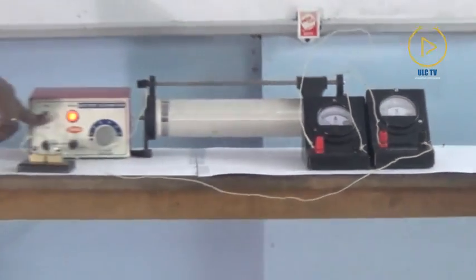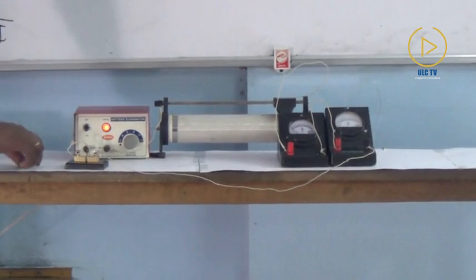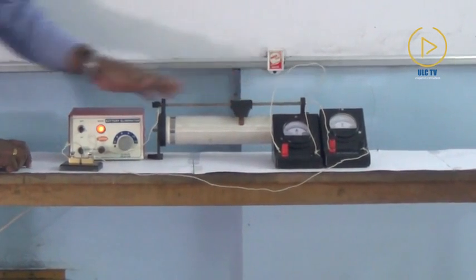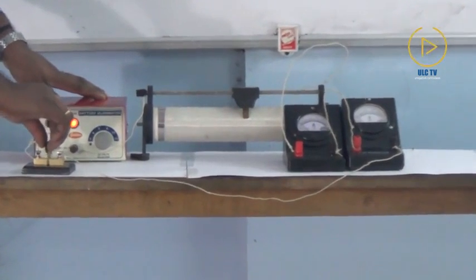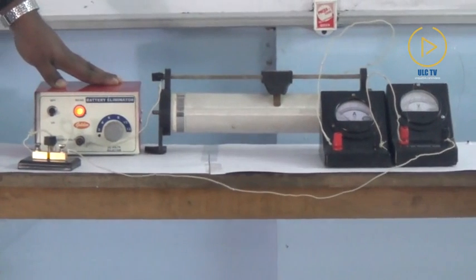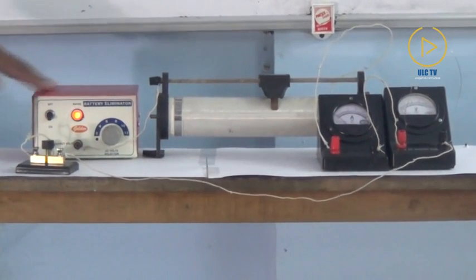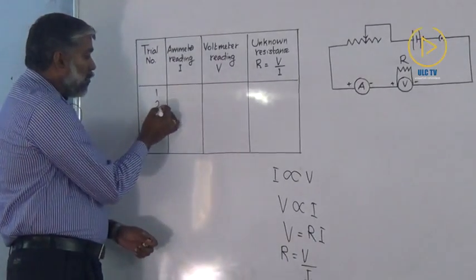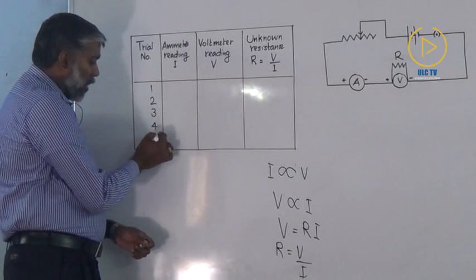Then I am turning on the supply. See, the rheostat, this sliding contact must be in the middle. Then the key is closed now. Now I am going to perform the experiment. Before that, I am doing 5 trials. So trial 1, 2, 3, 4, 5.